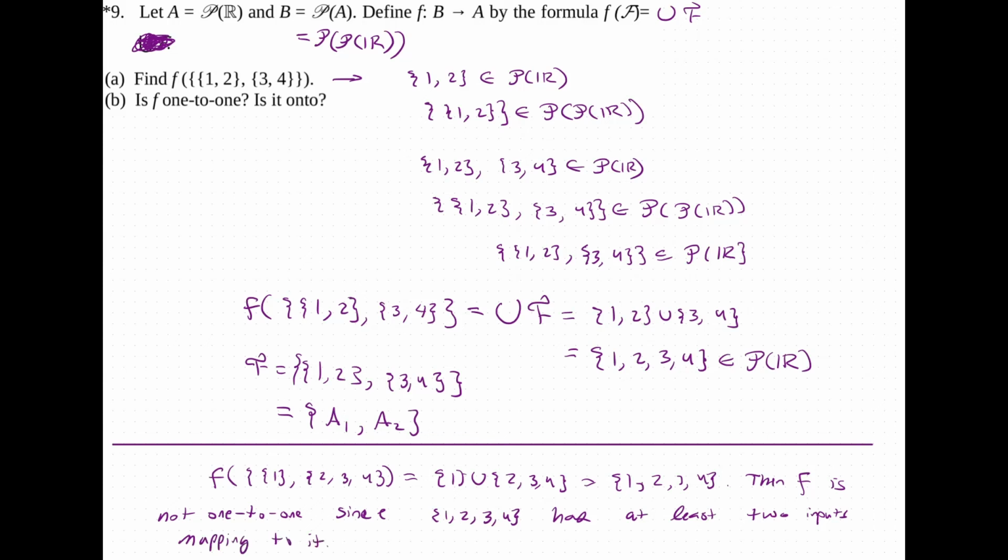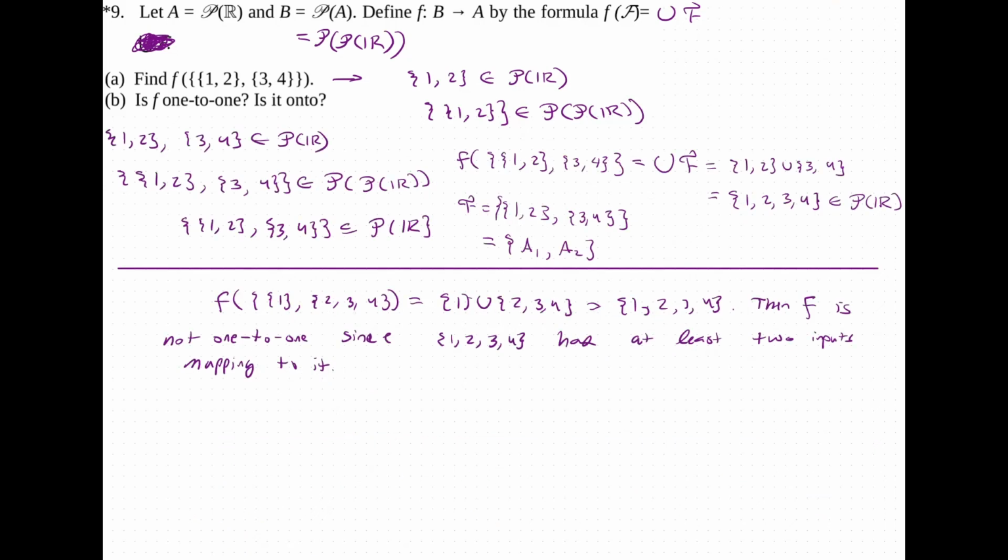So that shows that this is not 1 to 1. How about onto? Is it onto? Well, if we wanted to find if it was onto, we just have to show that if we take an element of B, so let me go ahead and get myself some more space.